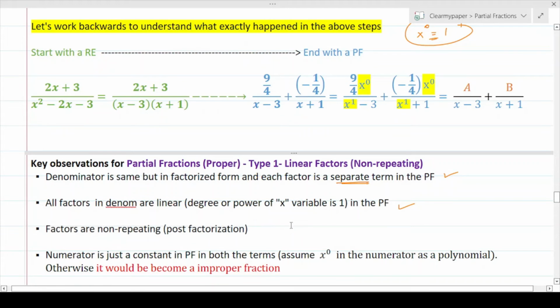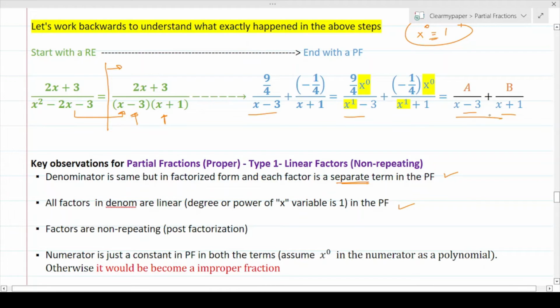Post factorization, if you see, for example, from here you factorized over here, and after that we solve for the partial fractions. From this point onwards, post factorization, all the factors in the denominator are non-repeating. For example, x minus 3 appears only once, x plus 1 appears only once. Even over here, none of the factors are repeating, especially after factorization in the given problem. That's the reason this nature is called linear factors, non-repeating in the denominator.